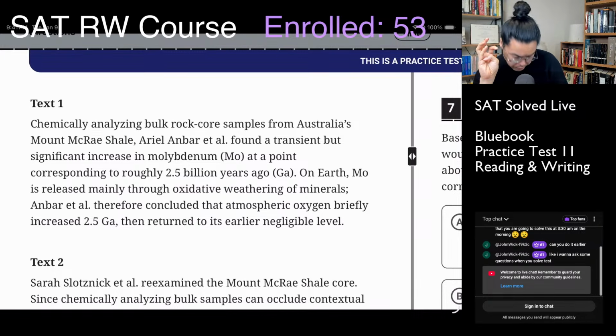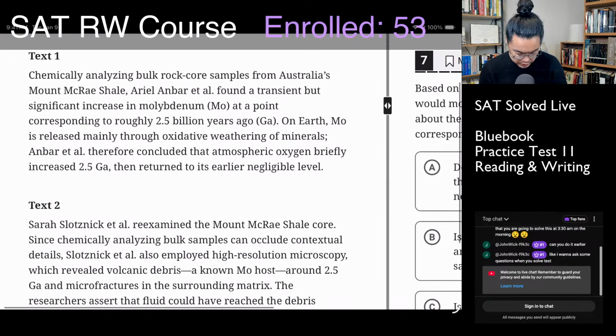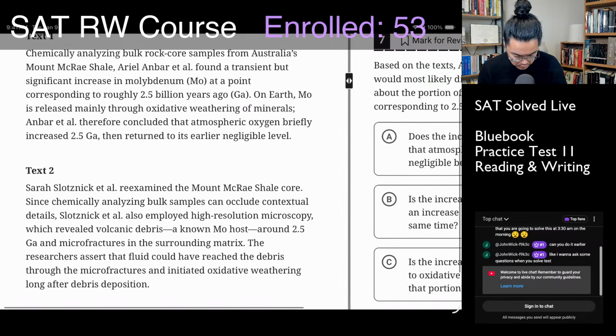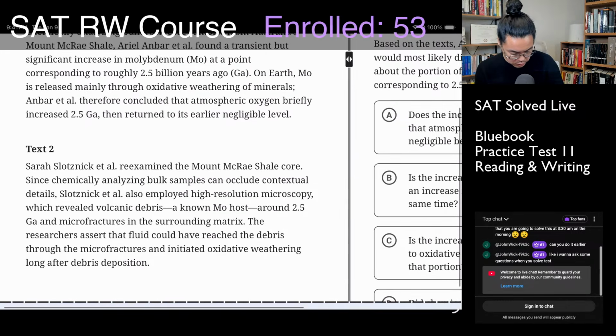Australia, bulk rock cores. Transient but significant in Mo. 2.5 billion years ago, GA. What does GA mean? I have no idea what that is, but okay. Oh, 2.5 GA. Okay. That's new to me. Okay. On Earth, most weathering. Okay. Oxidation. Increased 2.5 billion years ago. Okay. That makes sense.